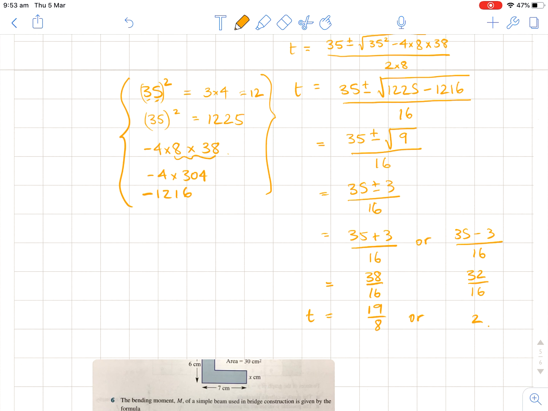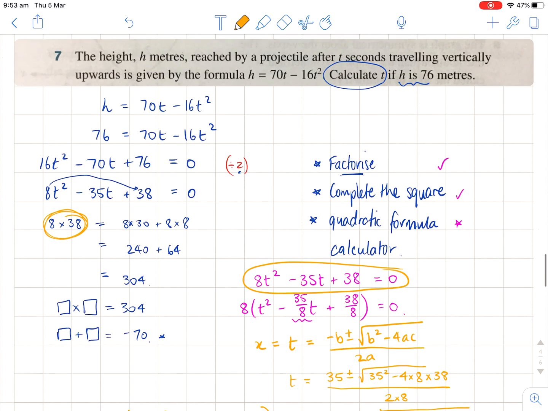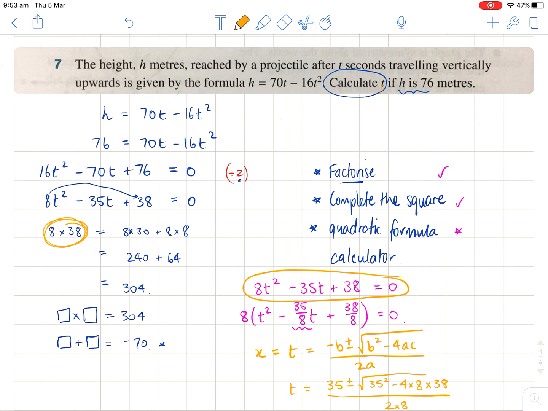And here are my final solutions. So calculate t if h is 76. The time is 19 on 8 seconds, or 2 seconds. Done.